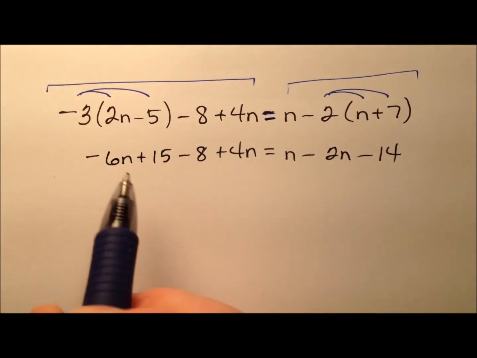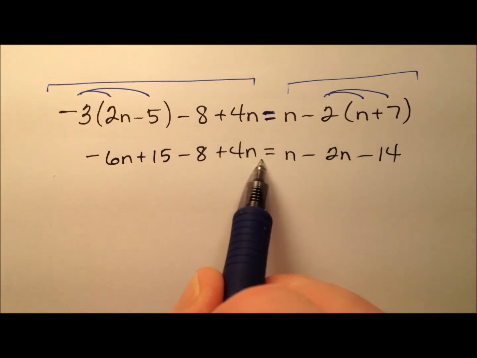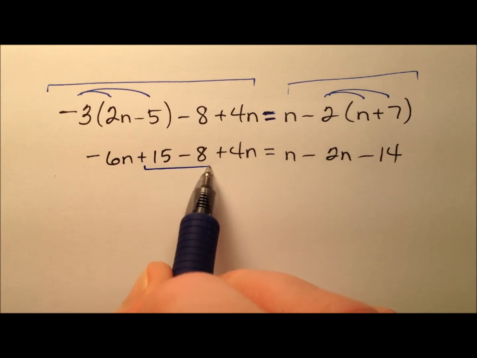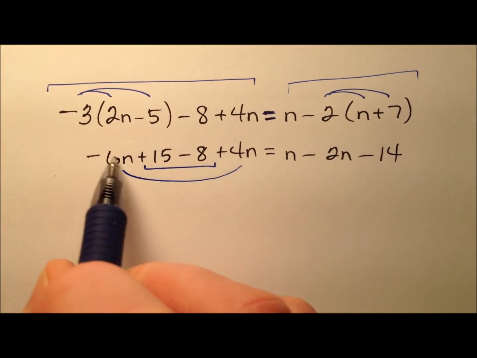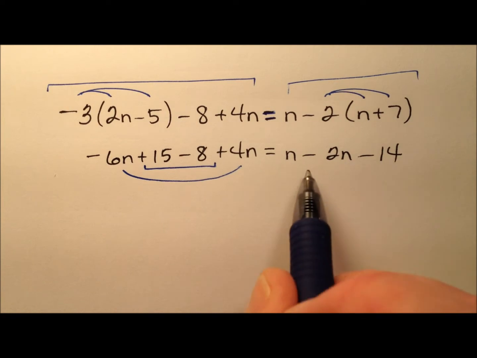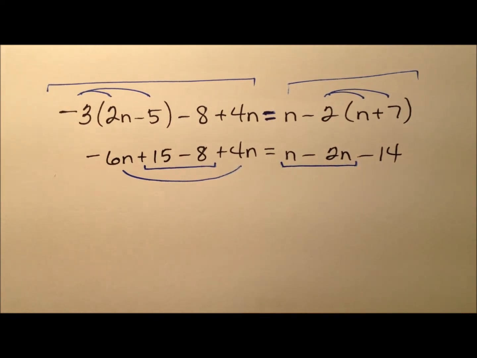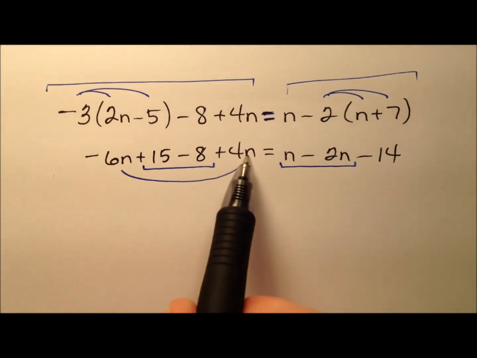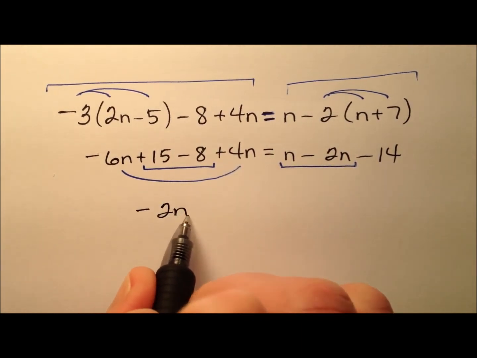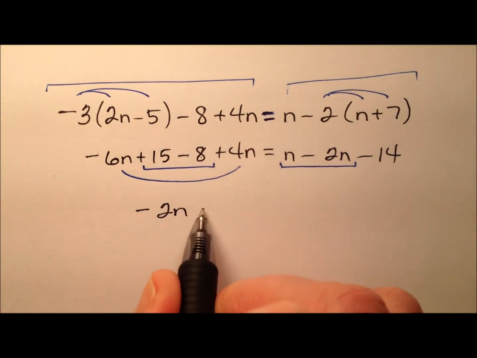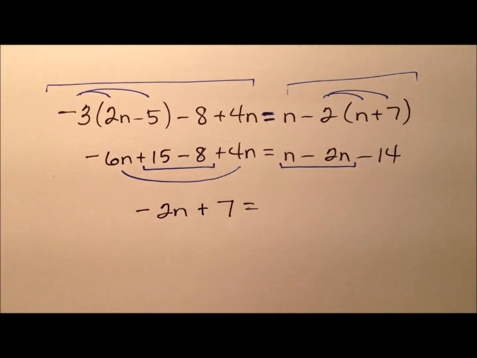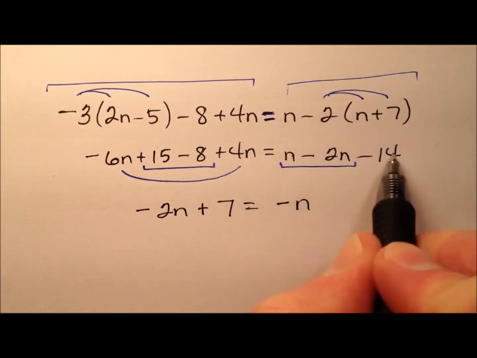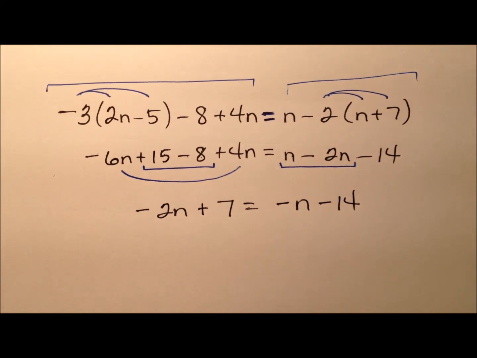Okay, so at this point, again dealing with the expression on the left independently of the expression on the right, let's go ahead and combine like terms. So I have these numbers in the middle, and then our variable terms here on the outsides. And similarly, I can go ahead and combine those variable terms there. So let's do that. So we have negative 6n plus 4n, and that'll be negative 2n. And then 15 minus 8 will be a positive 7. And now looking at this right side, n minus 2n will be a negative n, and then a minus 14.